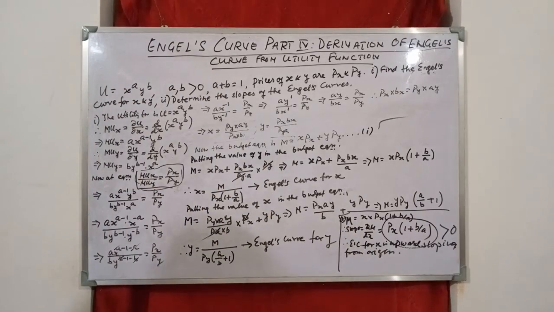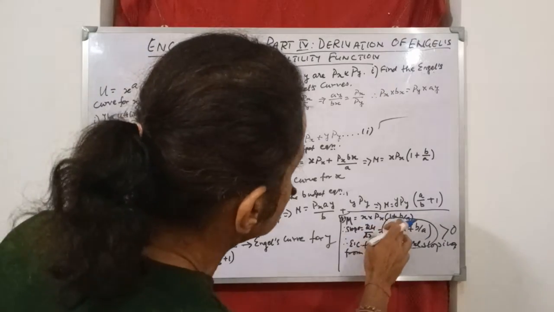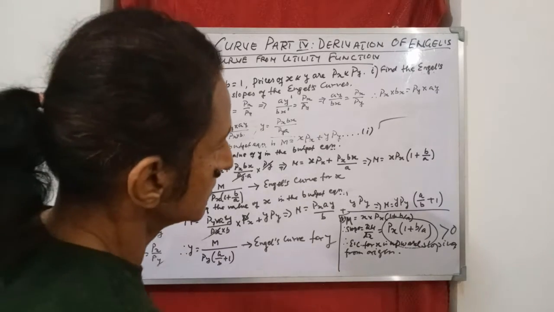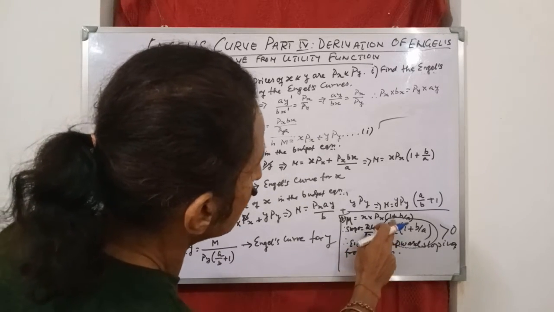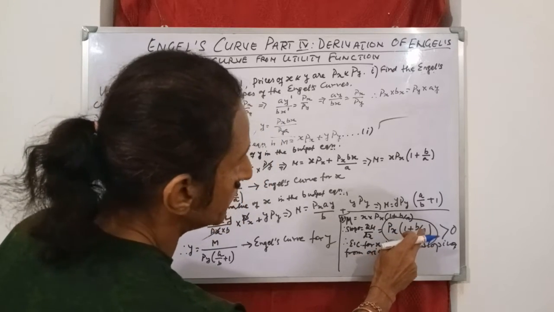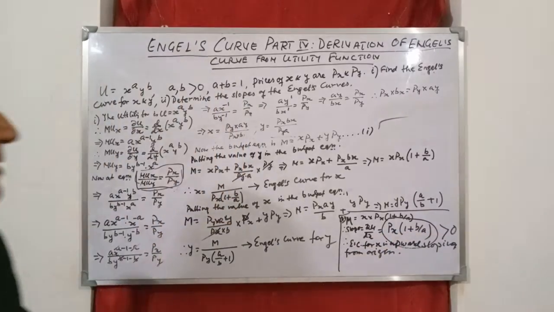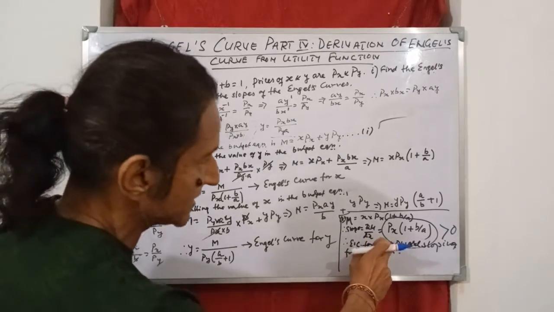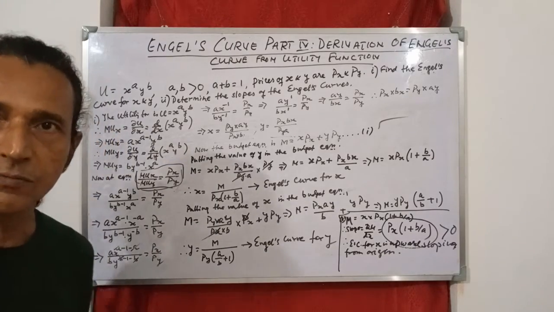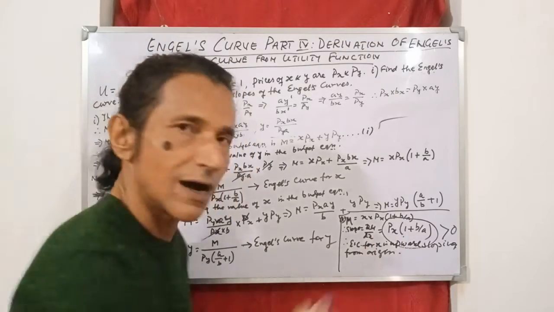What we have done? m equals x into px into within bracket 1 plus b by a, and the slope of the Engel's curve is given by dm dx. So dm dx equals px into within bracket 1 plus b by a. Now px is positive, a is positive, b is positive, therefore px within bracket 1 plus b is greater than 0, and there is no positive intercept of either x-axis or y-axis. So the curve is originating from the origin, starting from 0, and since it is positive, this is upward sloping, correct?